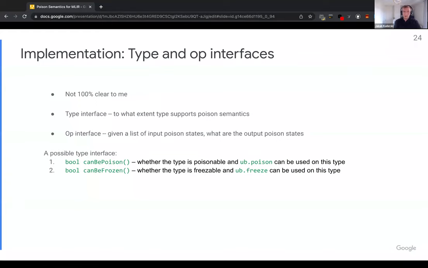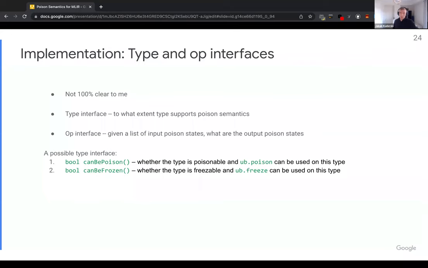And as I said, the implementation is not 100% clear to me. I think this will be done through some type and op interfaces, where types will decide if they can be poisoned or if they can be frozen. And the reason is, I think it's possible that you cannot freeze all of the values. So for example, in the pair example, even if you have poison as one of the elements, you may not necessarily be able to freeze the other one. You may not be able to always pick a non-deterministic value that makes sense.